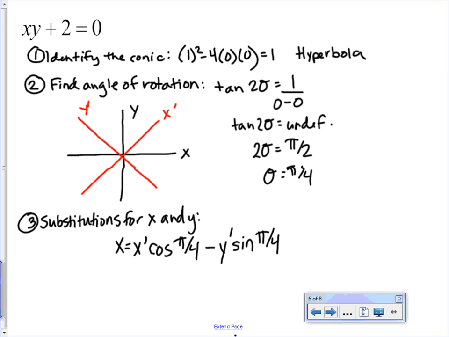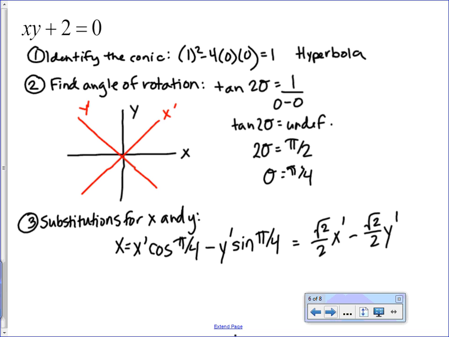X will become x prime times the cosine of pi over 4 minus y prime times the sine of pi over 4. So you're using your angle of rotation in place of theta. And then we're using the unit circle. What is the cosine of pi over 4? Square root 2 over 2. What is the sine of pi over 4? Square root 2 over 2. So we're going to get square root 2 over 2 x prime minus square root 2 over 2 y prime. So that's going to be our substitution for x.